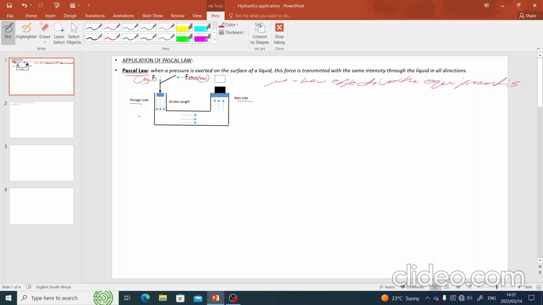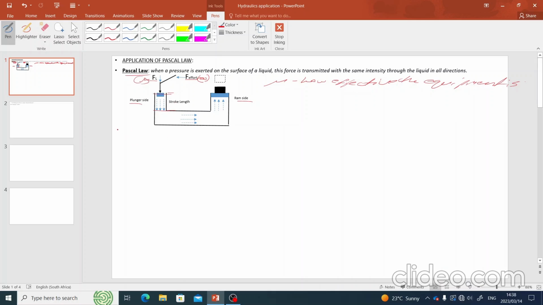Now, let us then look at how to calculate the volume on the plunger side. Before we get to the volume on the plunger side, we have the stroke length. The stroke length would be the distance from here to there. It is the limiting factor of you pumping, you applying your effort in this system. This distance limits the pumping part of it.